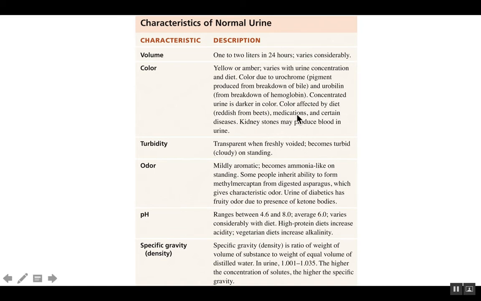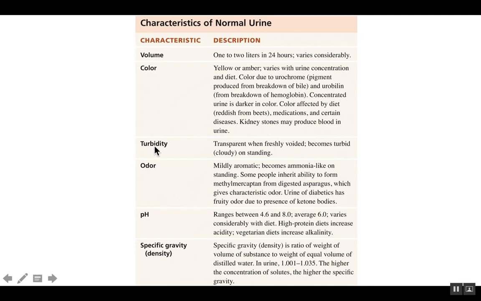Certain medications influence urine color. That's an important one. Sometimes if you're doing a urinalysis, you need to know what medication someone is taking, because those medicines might influence the results of a urinalysis. And then finally, any blood in the urine obviously would influence color, and that blood needs to be investigated. Where is that blood coming from?